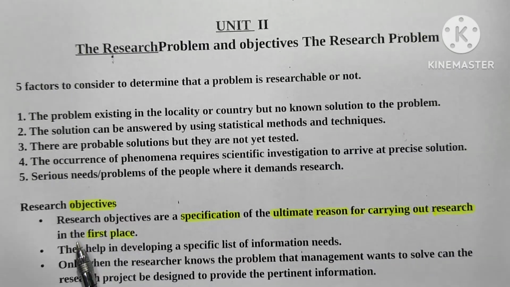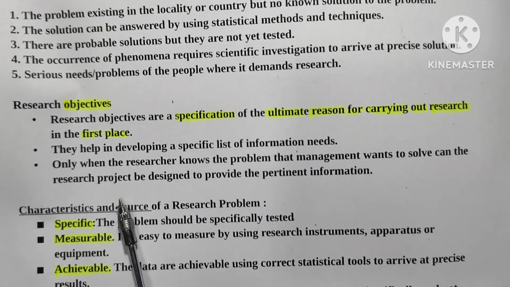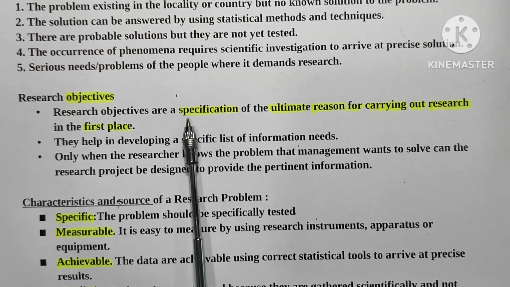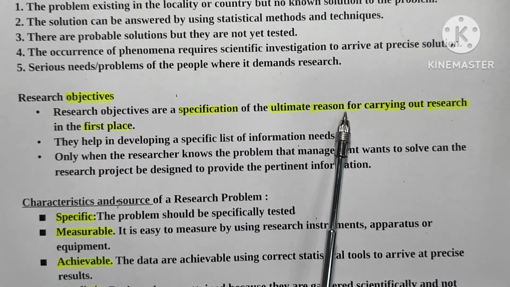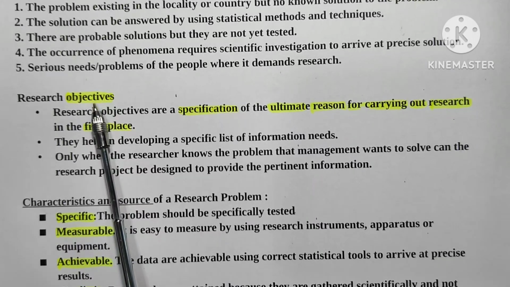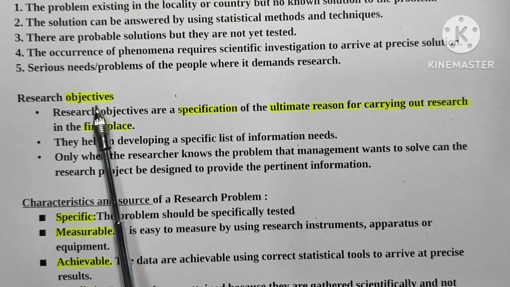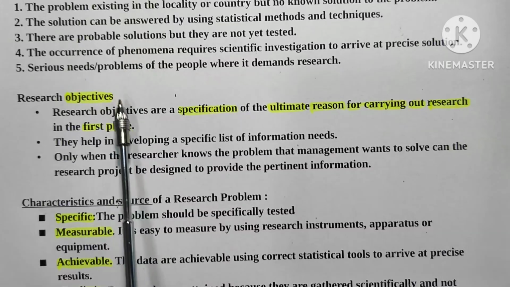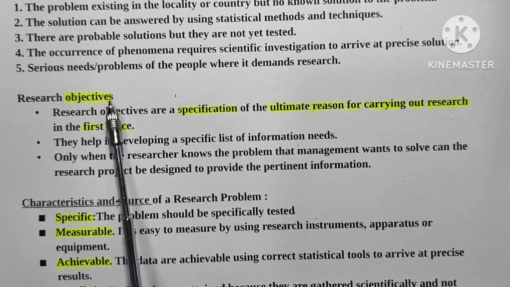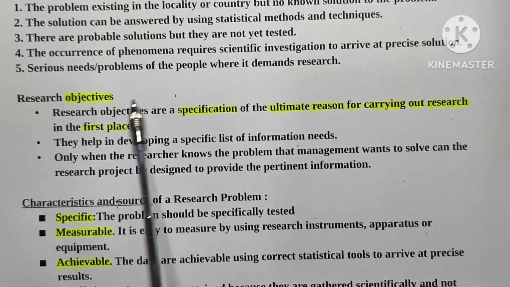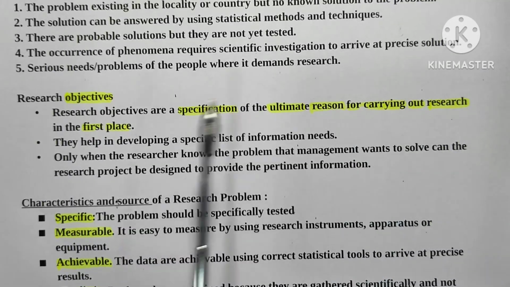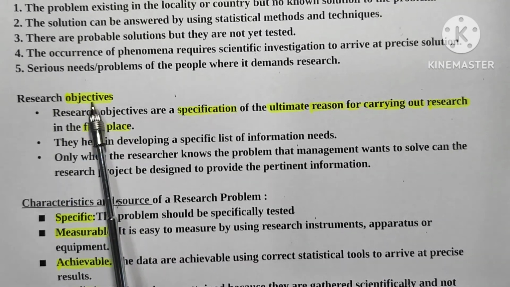Next, research objectives. Research problem and research objectives. Research objectives are a specification of the ultimate reason for carrying out research in the first place. So when you start any project, first you have to start with the objectives. After identifying the problem, you should know the objectives, with what objectives you are going to conduct the study. That is very important. So specifying those ultimate reasons for carrying out research in the first place is a very important step.